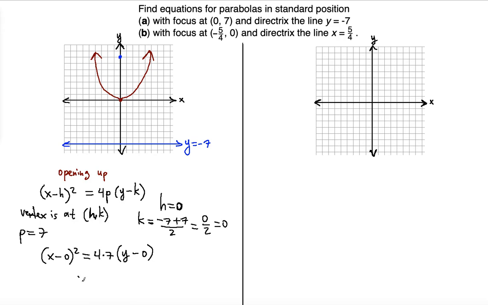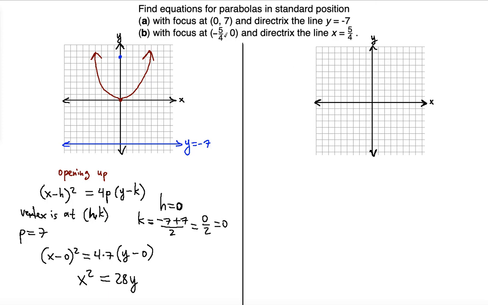So as a result, this is equal to x squared equals 28y. So there goes your equation that you successfully found. Now in problem B, the focus is -5/4 comma 0. Now let's find that focus first. So -5/4 comma 0.